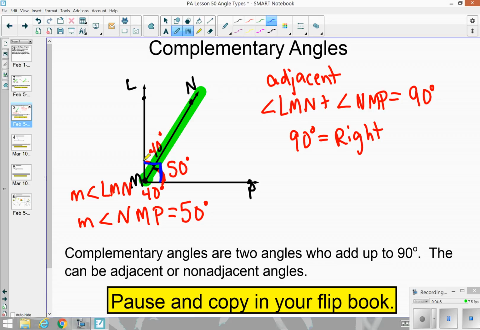So if it's a right angle and equals 90 degrees, and there's two angles together, then we call those complementary angles: two angles that add up to be 90 degrees. Now they can be adjacent, as we see in this case, but they do not have to be. They can also be non-adjacent angles as long as we know that the measurement adds up to be 90 degrees. And that's the key point, that complementary angles add up to be 90 degrees. So go ahead, I'd like you to pause the video now and add this to your flipbook.